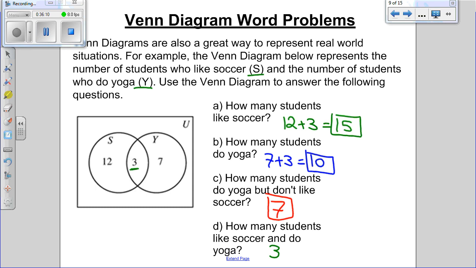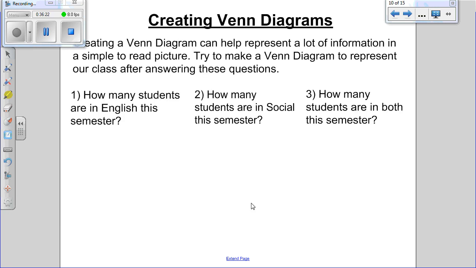We're going to do one in here and see how well it goes. So, we're going to create a question based on people in this classroom who take English and people in here who take social studies. People in here who take both. So, question 1 is, how many students are in English this semester?